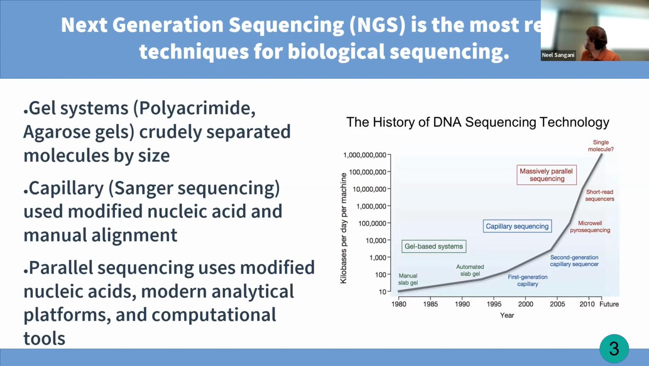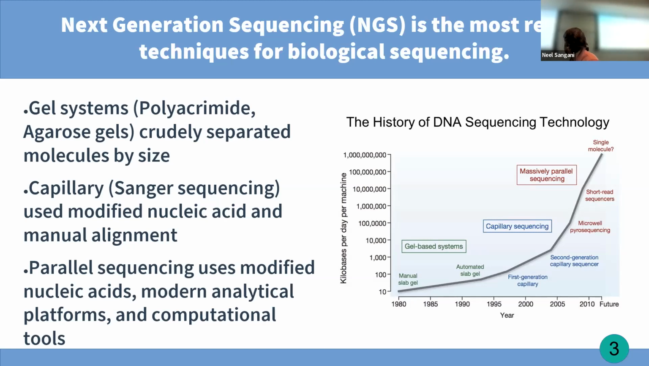And then finally, we move on to massively parallel sequencing. We're still using modified nucleic acids, but this time we're also using some modern analytical platforms and computational tools, and I'll go over all of that a little bit more. But the other important part of this graph, as you can see, is that the number of kilobases that you could analyze per day has just exploded exponentially.